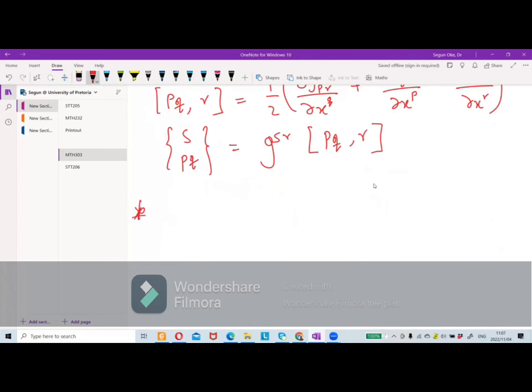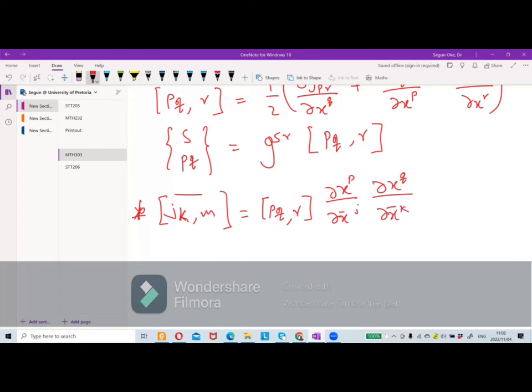For example, if you are given JK, M bar, excuse me, it's the same thing as PQ, R. We can define it as the SP all over the X bar J, the SQ all over the X bar K, the XR over the X bar M.